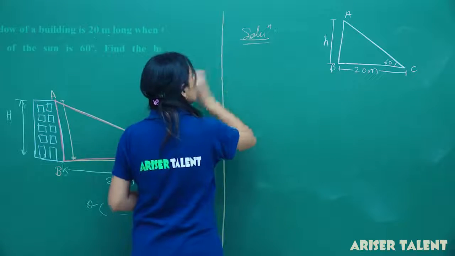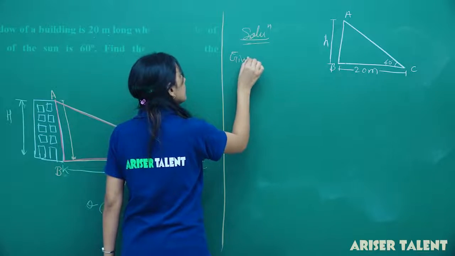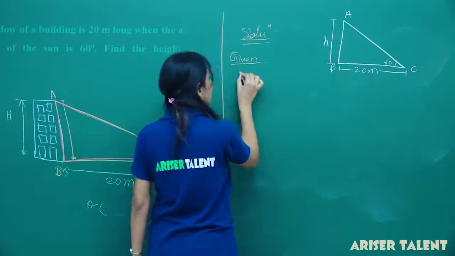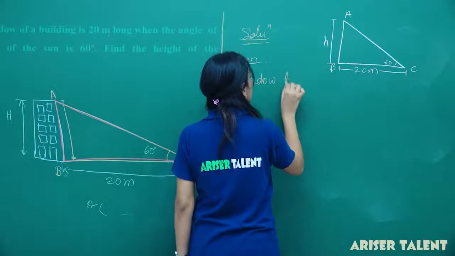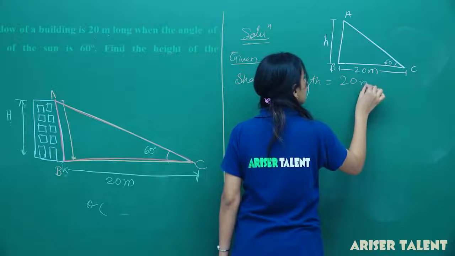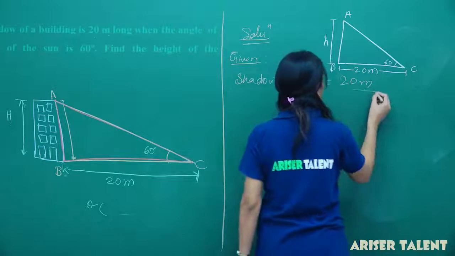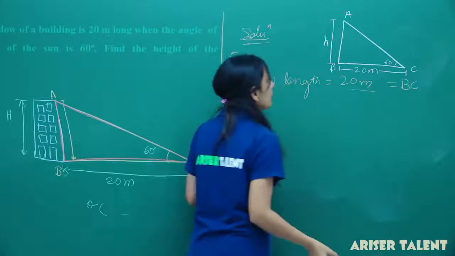Now, given shadow length, or length of shadow, equals to what? 20 meter, right? That is, you can say, equals to BC in the figure.